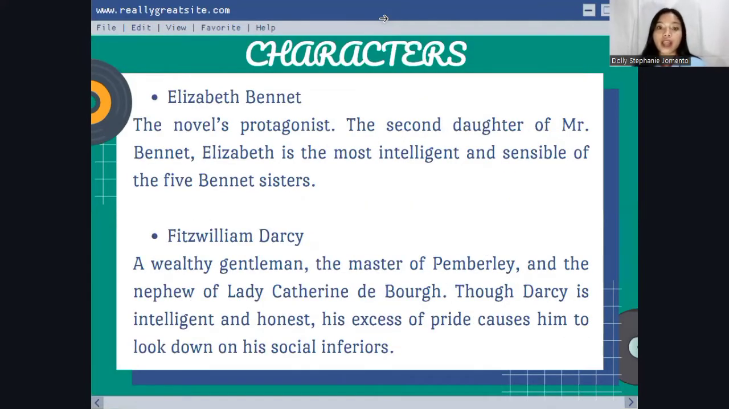So we have here the characters. First one, so we have Elizabeth Bennet. So Elizabeth Bennet is the novel's protagonist. So she is the second daughter of Mr. Bennet. So Elizabeth, also known as Lizzie, is the most intelligent and sensible of the five Bennet sisters. So as I watched the movie, makaingon ko nga si Lizzie, murag siya mo'y favorite sa iyahang papa, who is Mr. Bennet.